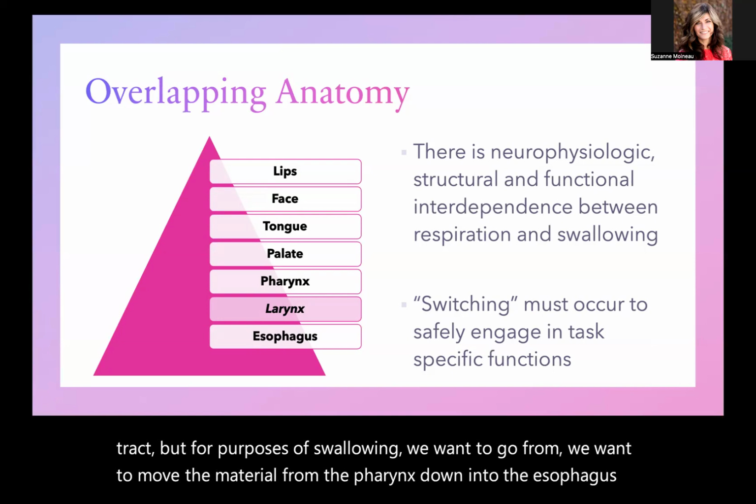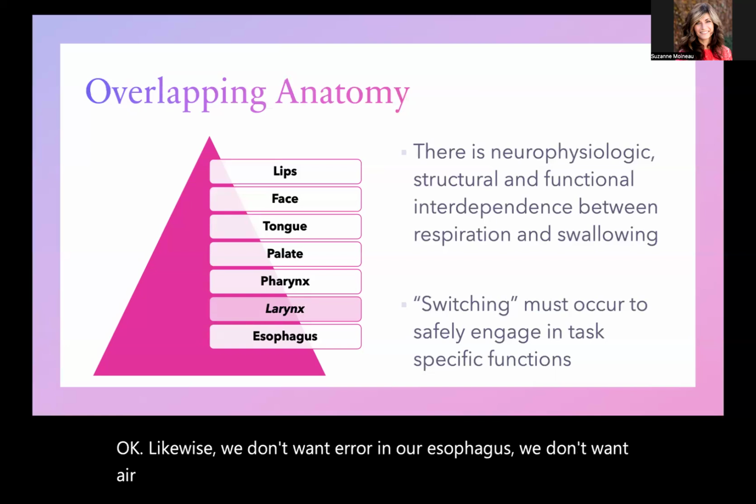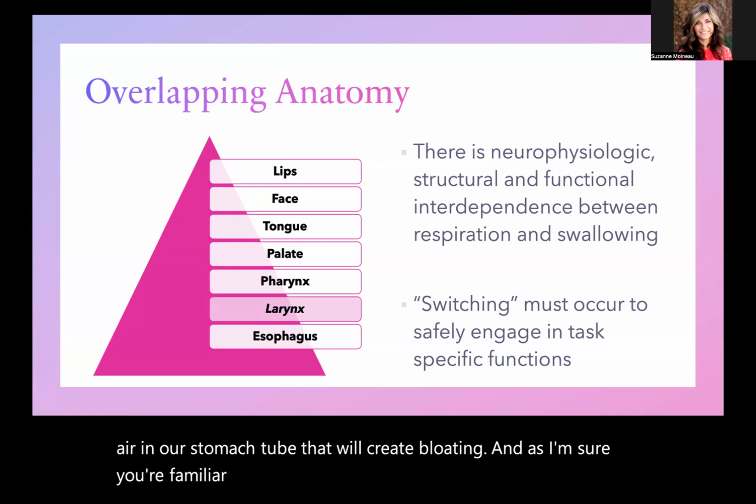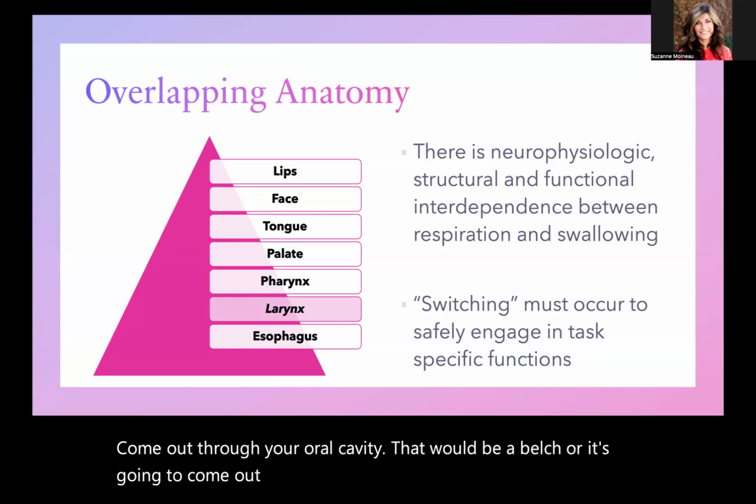Okay, likewise, we don't want air in our esophagus. We don't want air in our stomach tube. That will create bloating. And as I'm sure you're familiar, if you get air in your esophagus or in your GI system in general, it's either going to come out through your oral cavity, that would be a belch, or it's going to come out through your colon and your rectum, and you know what that is.